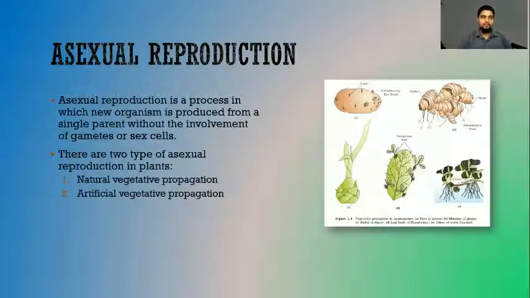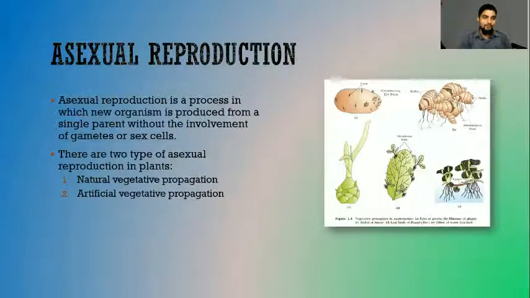Asexual reproduction is a process in which new organisms are produced from a single parent without the involvement of gametes or sex cells. When we looked at fertilization in the previous lesson, we looked at sexual reproduction. And in sexual reproduction, you have two parents. The male will produce the male gametes and the female will produce the female gametes, and these gametes will fuse together. However, in asexual reproduction, there is no need for these gametes.